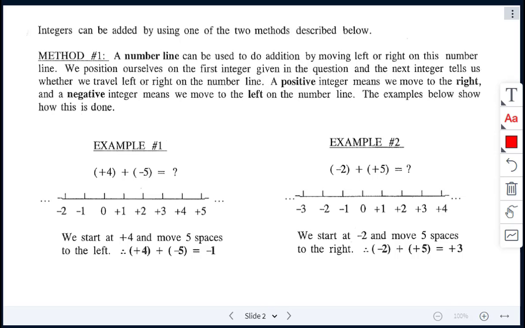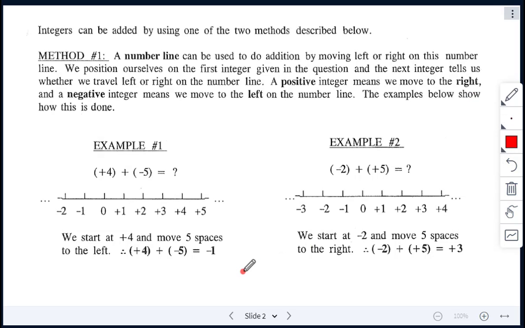The first method is using the number line. So we talked about the number line last class. So number line can be used to do addition by moving left or right on a number line. So for example, here is a number line. All right, so here we have our first example, positive 4 plus negative 5.